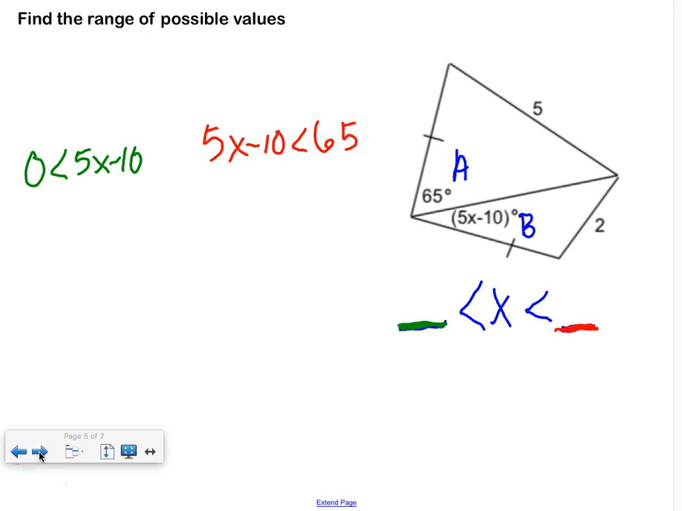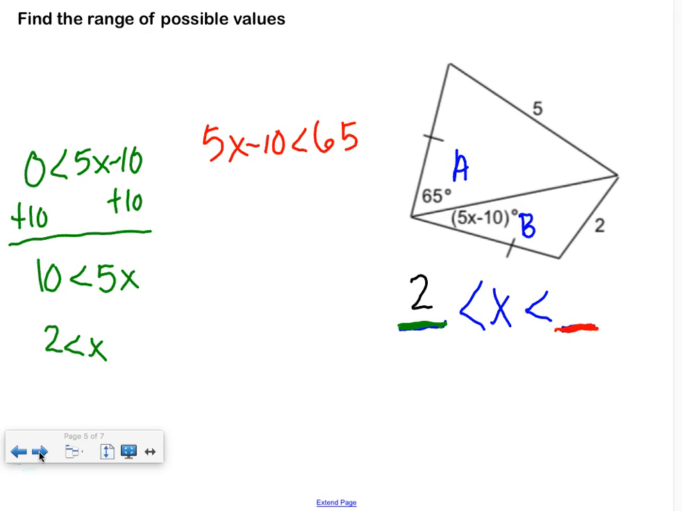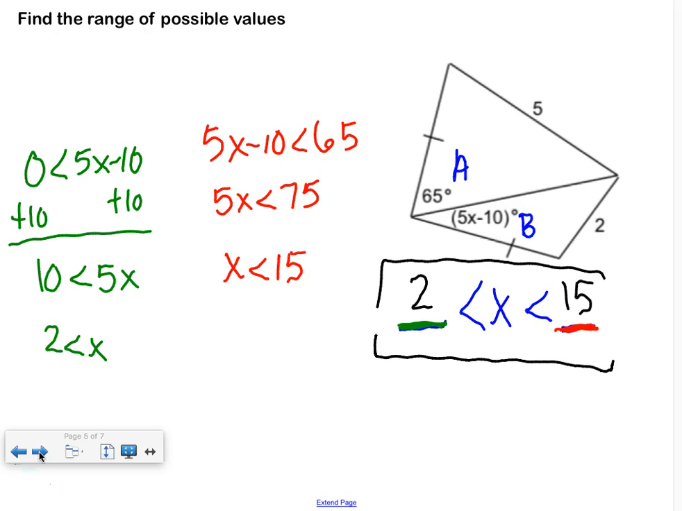I'm going to start with the green one. Remember, just treat this like an equal sign. Add 10 to both sides. Divide by 5. I should get 2, I hope. Plug that in right here. Same thing over here. Add 10 to both sides. Divide by 5 and we should get 15. There we go. There's our range.